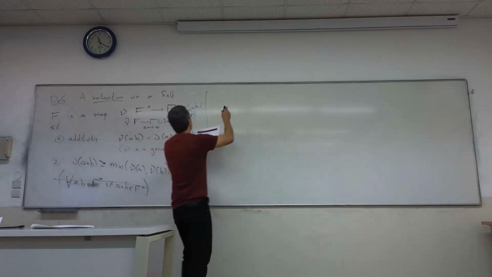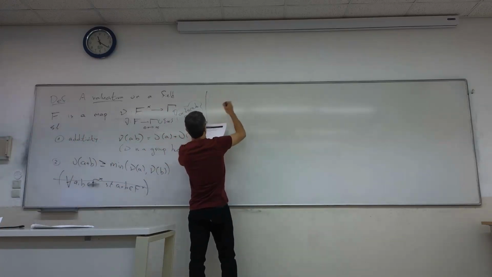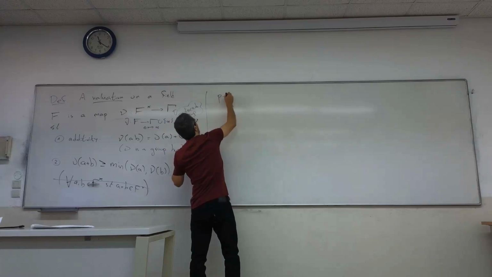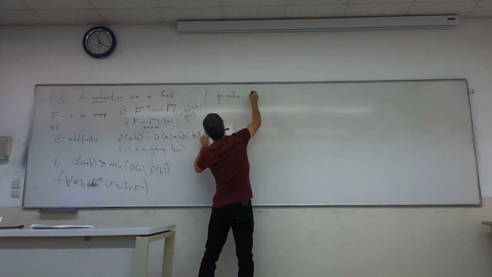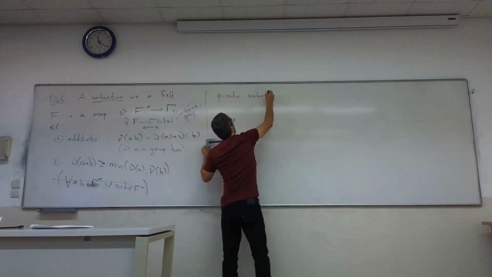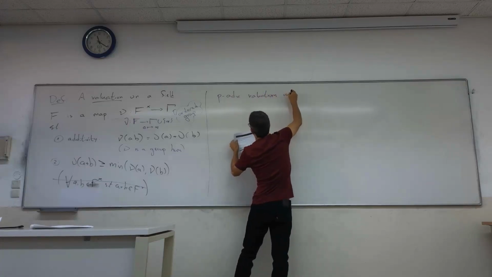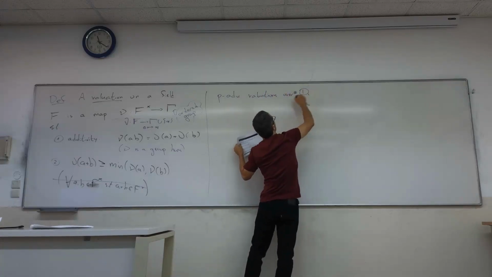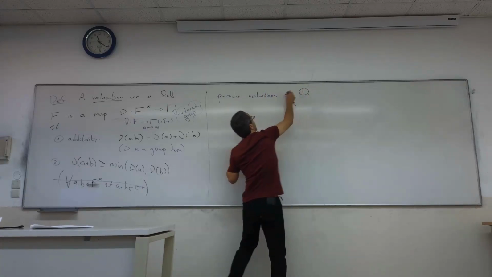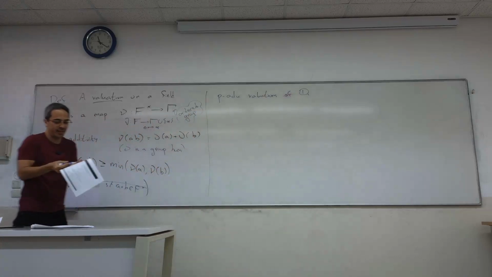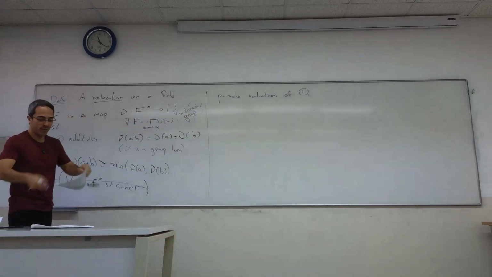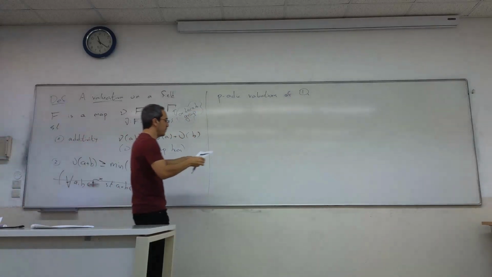So here is an example. There are 2 examples, like a family of examples. So p-adic valuations over Q, of Q. Okay, so here is an example that comes from number theory. You know it, even if maybe not by name.